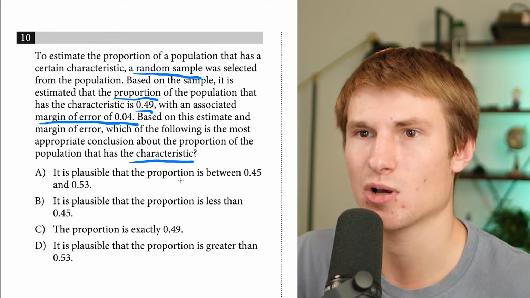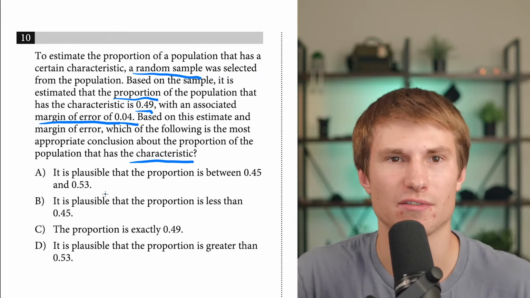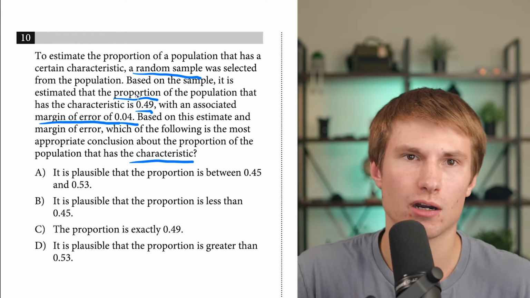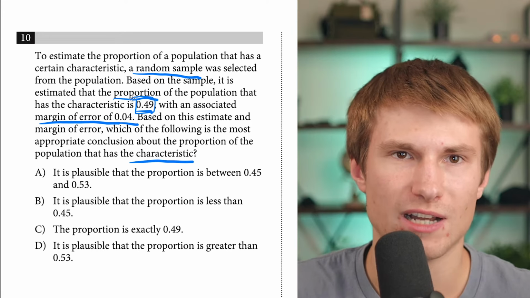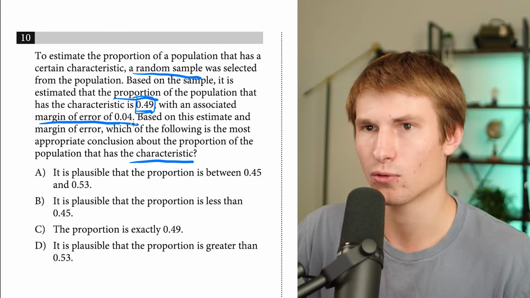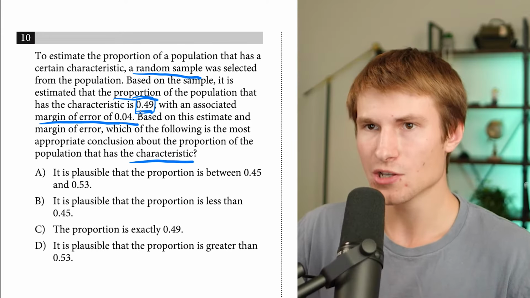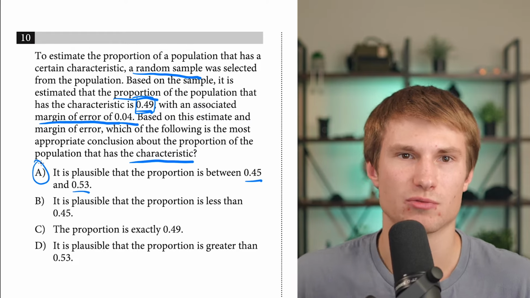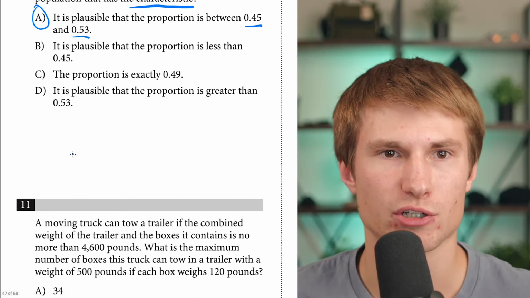We have option A. It is plausible that the proportion is between 0.45 and 0.53. Well, we know that our proportion estimate is 0.49, but it's got a margin of error of 0.04. So you've got to do plus minus 0.04. Minus would get you 0.45, which we have here. Plus would get you 0.53. So it is plausible that the proportion is between those two numbers. So we can go ahead and move on to question number 11.